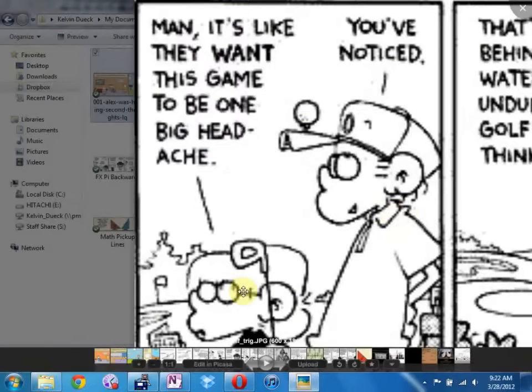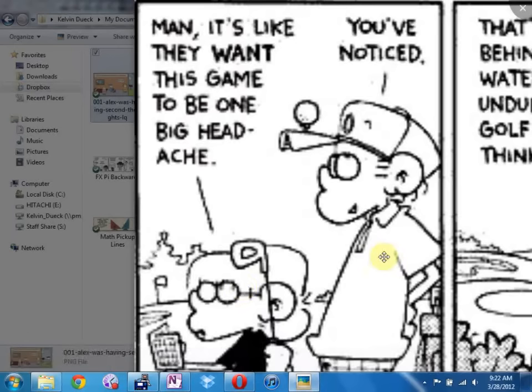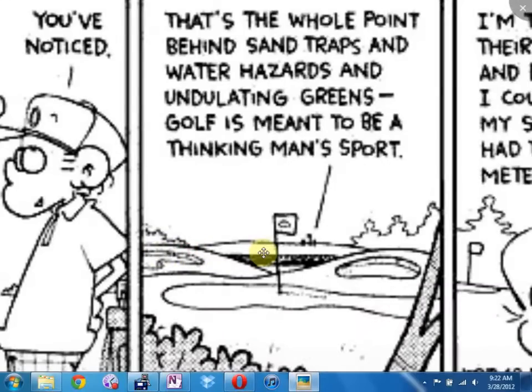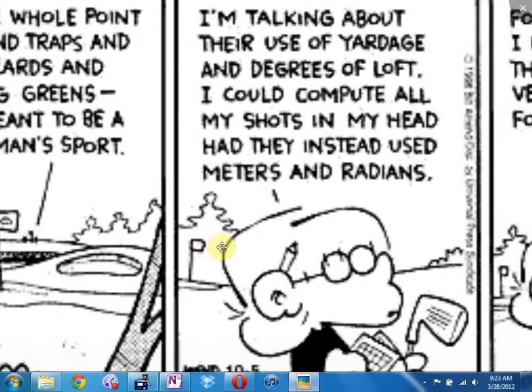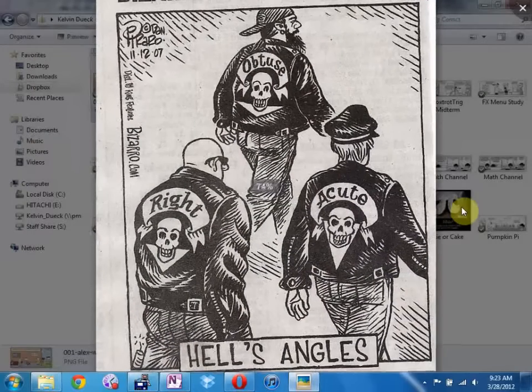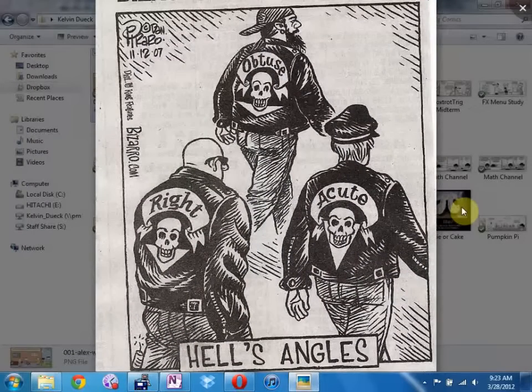So, the father is taking the young nerdy son out golfing. The young nerdy son Jason says, "Man, it's like they want this game to be one big headache." Father says, "Oh, you've noticed. That's the whole point behind sand traps and water hazards and undulating greens. Golf is meant to be a thinking man's sport." I'm talking about their use of yardage and degrees of loft. I could compute all my shots in my head had they instead used meters and radians. Fortunately, I memorized the conversion formula. You know it's possible to be thinking a tad too much. Which I now have on a t-shirt, yes? Hell's Angles.